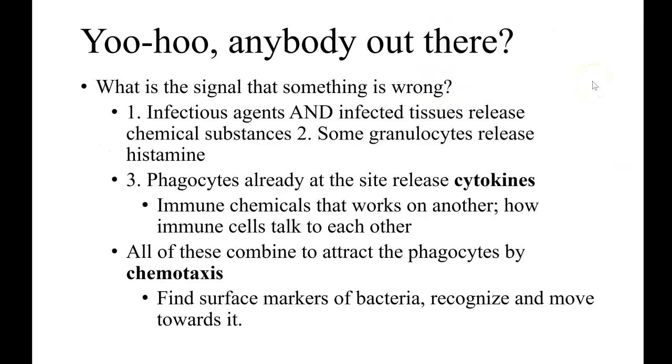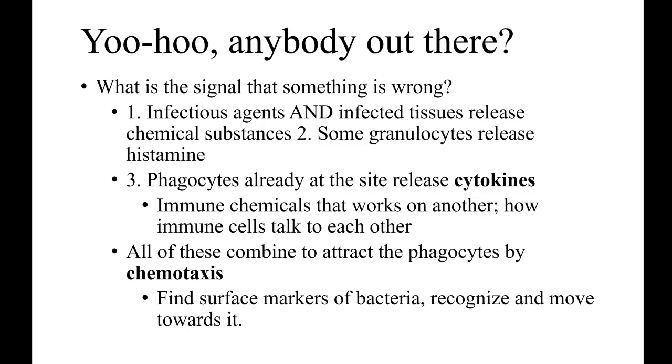All right, so how do we know that something is wrong? How is it that these phagocytes are able to find these pathogens? Well, infectious agents, as well as infected tissues, can release substances. Some of those granulocytes will release histamine. Histamine is like a flare gun going off, so that all of these white blood cells see this flare gun and they're like, whoa, something is happening. Let's move into this area.